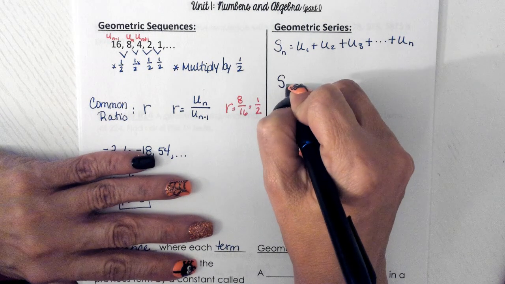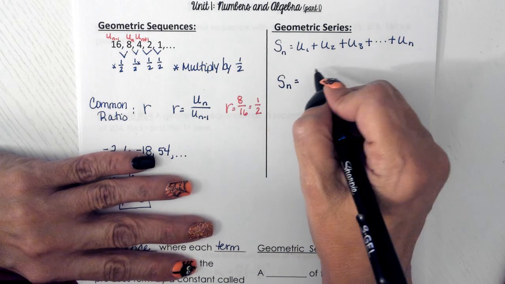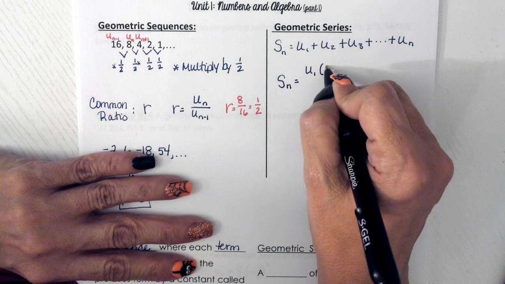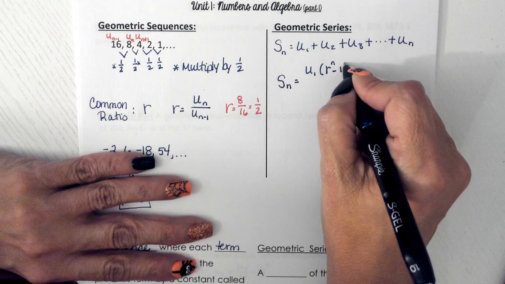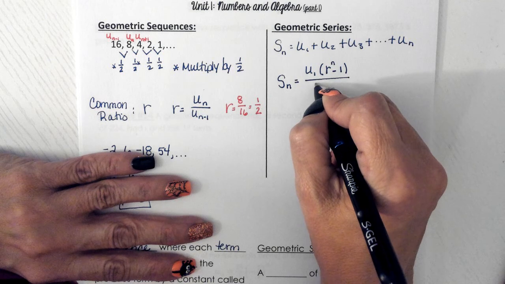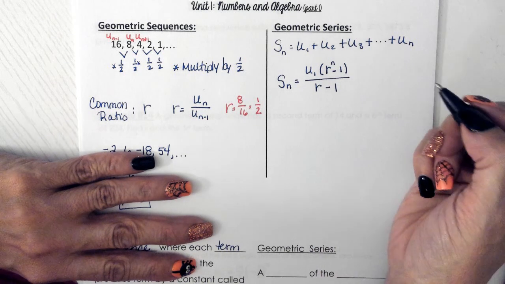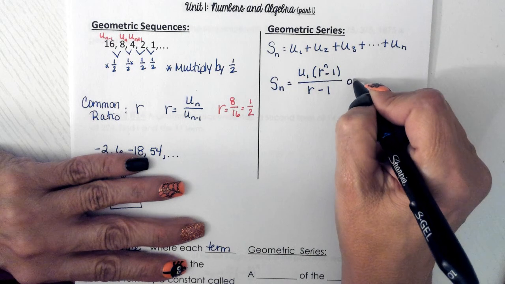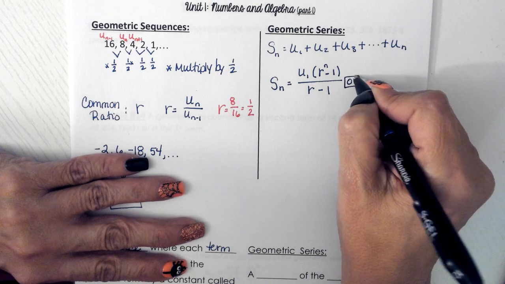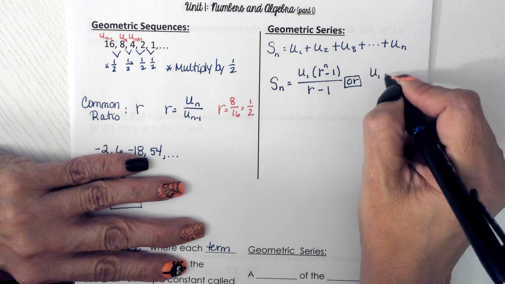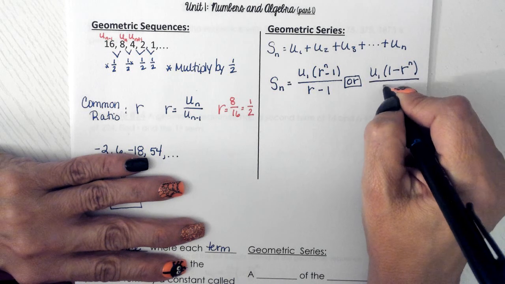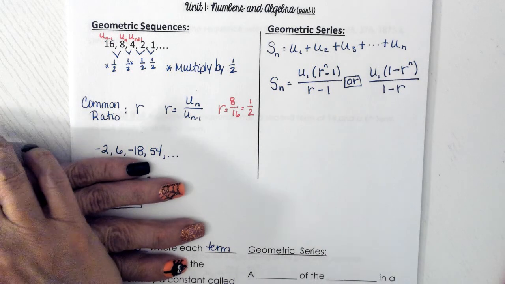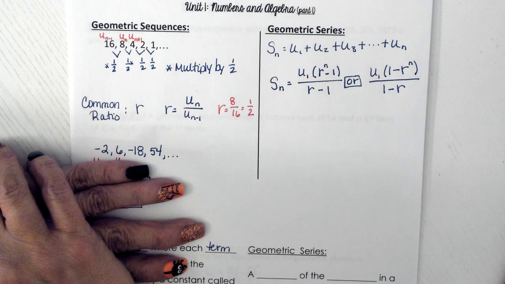Okay, here's your rules for this. S sub n equals U sub 1 times the ratio to the nth power, whatever power you're trying to find, minus 1, divided by R minus 1. That's the first one. That's the one I tend to use the most. Or, and this one's interesting, U sub 1 times 1 minus R to the nth power over 1 minus R. Now, which one do you use when? You just kind of play around with them and see how it works.